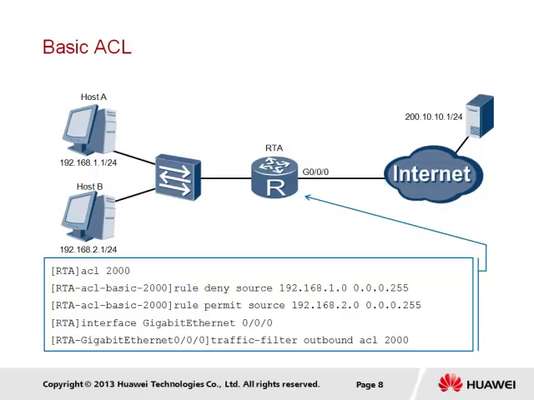We are expected to restrict any traffic originating from the 192.168.1.0/24 network, which includes host A, from being forwarded via the interface Gigabit Ethernet 0/0/0, whilst allowing traffic from the 192.168.2.0/24 network to flow freely. The configuration requires that the access control list be created based on a number in the relevant range. Here we are using the first number in the basic access control list range of 2000. Next we configure the rule statements that are to be used to assess the traffic.